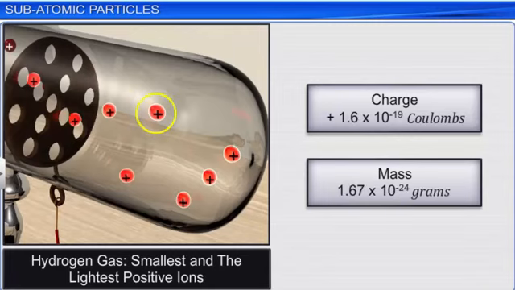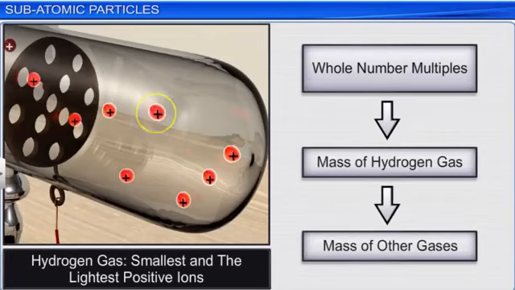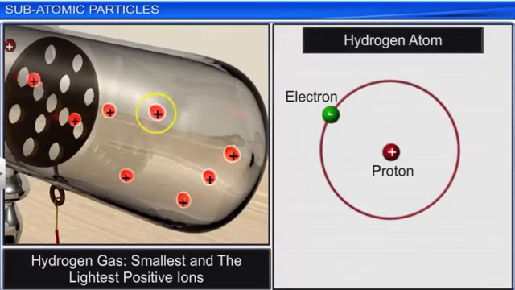The mass of the positive particles originating from the other gases in the discharge tube was found to be whole number multiples of the mass of those originating from hydrogen gas. Therefore, the positive particles from hydrogen gas carrying one positive charge and mass equivalent to a hydrogen atom were taken as the fundamental particles of any atom and were named protons.